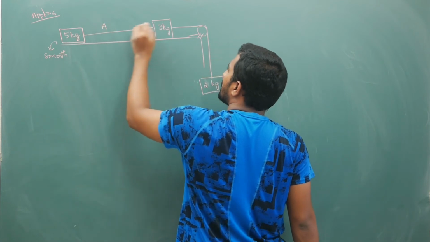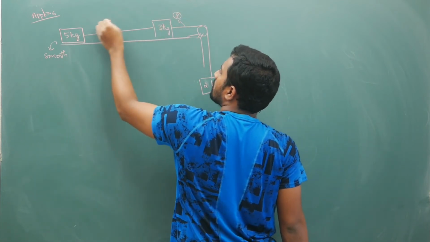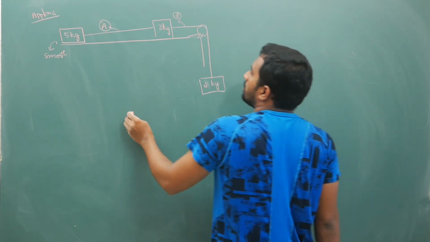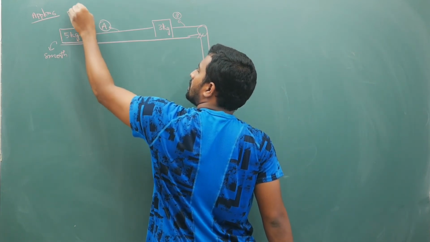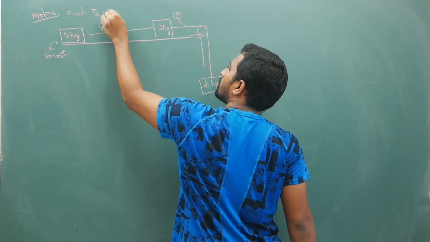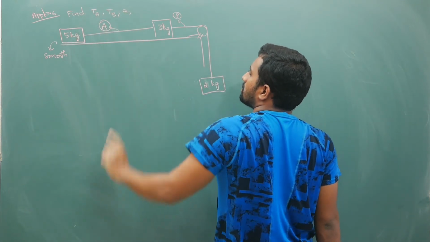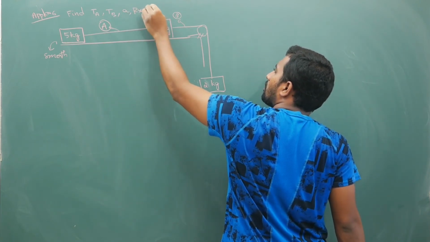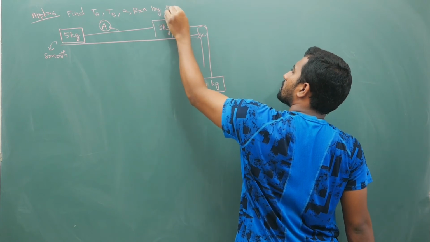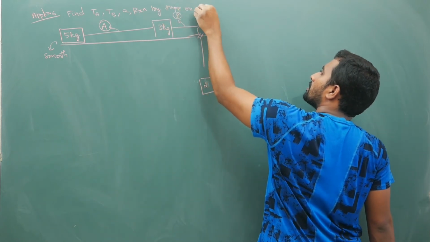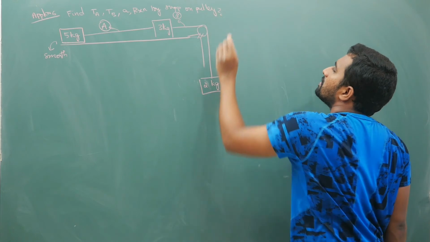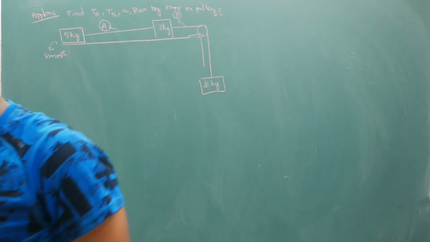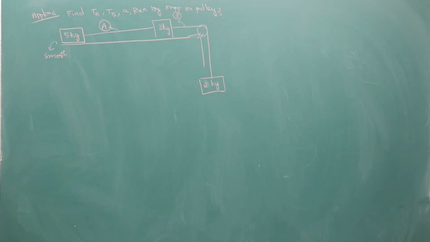Let us say this is string A, let us say this is string B. Question is, find TA, TB, acceleration of blocks, and then reaction by support on pulley. Okay, what is this reaction by support on pulley? I will explain now, but first try this part, then I will explain the required answer.